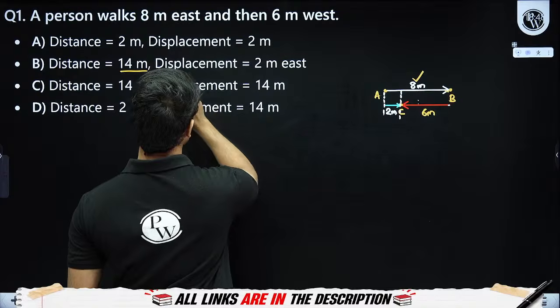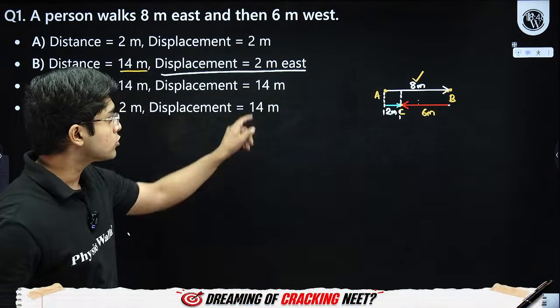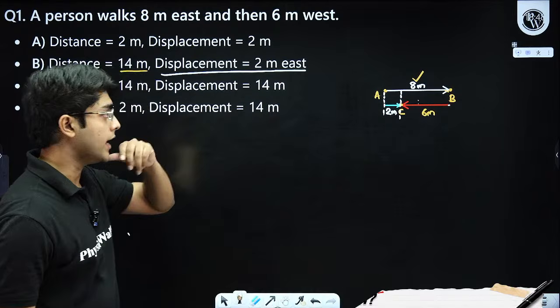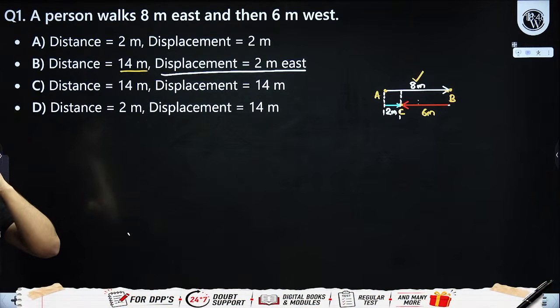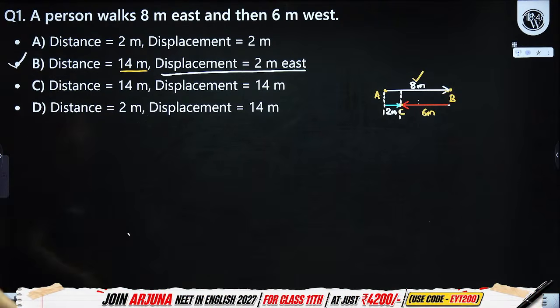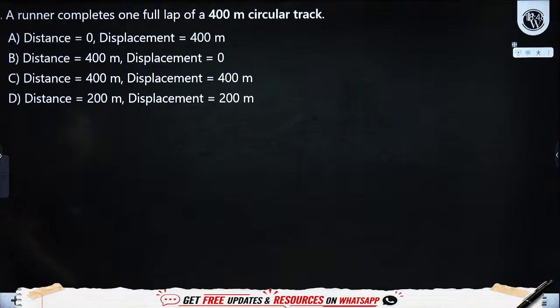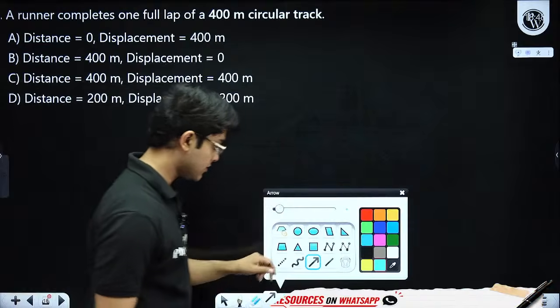So it is 2 meters in the east, right? Because displacement is a vector, you also have to point out its direction. Okay. So yes, it will be option B. Option B is correct. All right. Now, next one. What is the answer in this case?